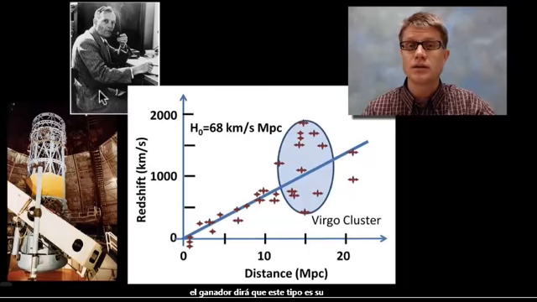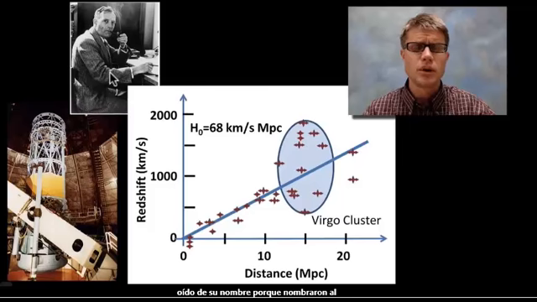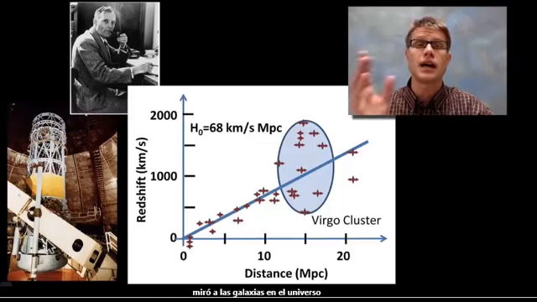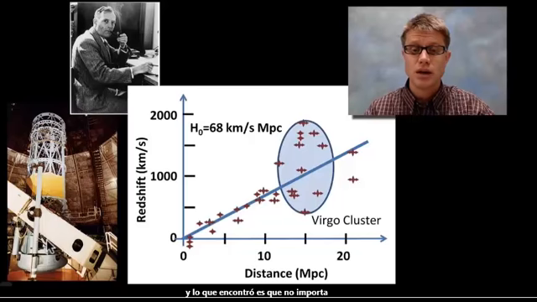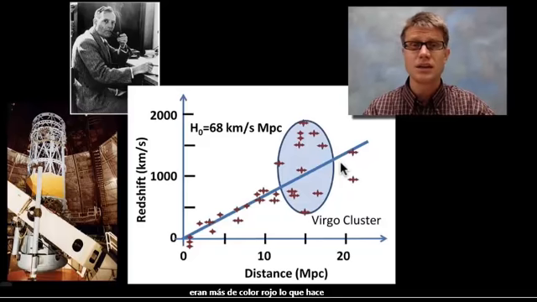Actually, the right answer, or the winner, we'll say, was this guy. His name is Edwin Hubble. And you've probably heard of his name because they named the Hubble Space Telescope after him, but you might not know what he did. And so he sat here at the Mount Wilson Observatory, and he looked at galaxies in the universe. And what he found is that no matter where he looked in the universe, they seemed to be shifted towards the red. So they were more red in color.